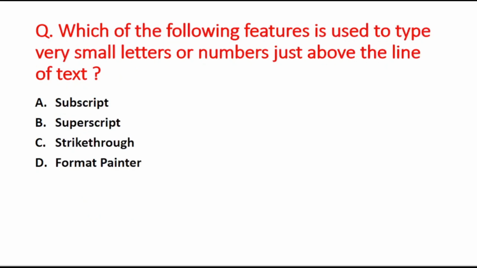Next question is, which of the following features is used to type very small letters or numbers just above the line of text? A option is subscript, B option is superscript, C option is strike through, D option is format painter. Right answer is option B, that is superscript.